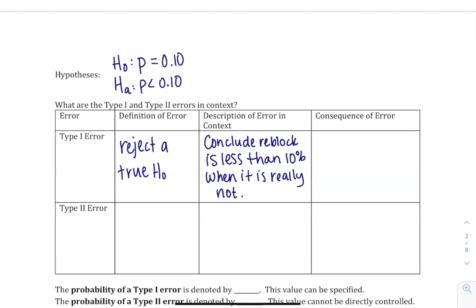So here, what are the consequences? Well, the stent is approved because the FDA said that you've got to have less than 0.1, and we concluded based on that sample that it was. That just happened to be a sample without a big reblock rate. So the stent gets approved, but the reblock rate is higher than the old version.